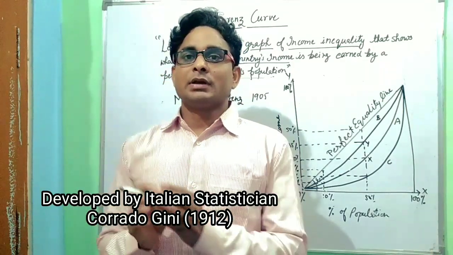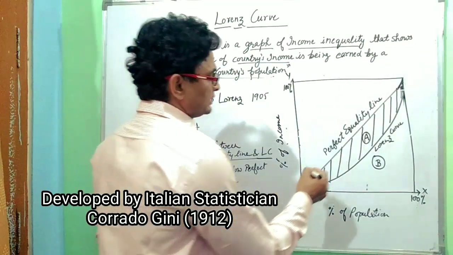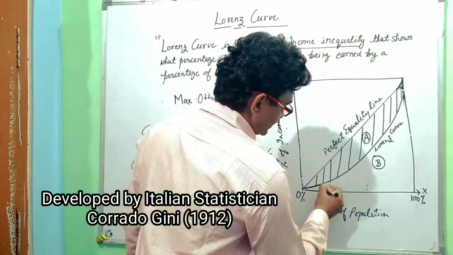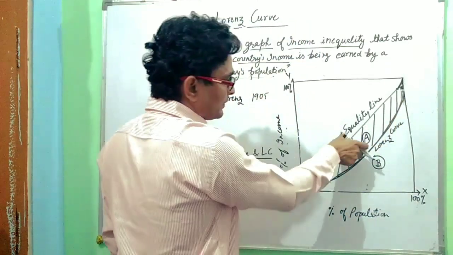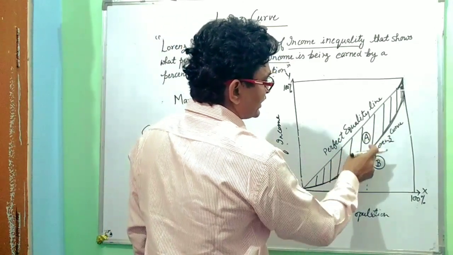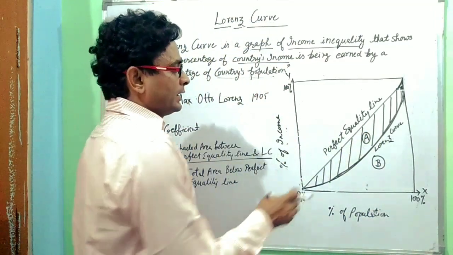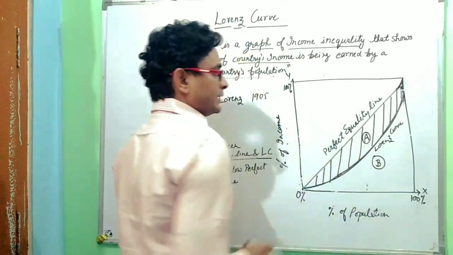Gini coefficient shows the income inequality in a society in mathematical or statistical form. How can we calculate the Gini coefficient? Let us see. Here we see this is the perfect equality line and this is our Lorenz curve. The area between the perfect equality line and Lorenz curve has been shaded and depicted as A, and the area below Lorenz curve is shown as B.